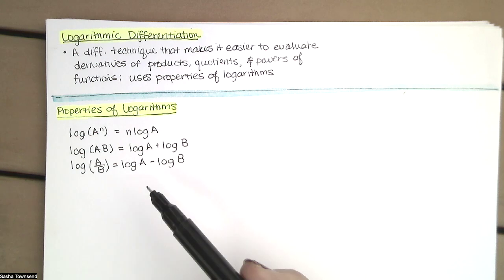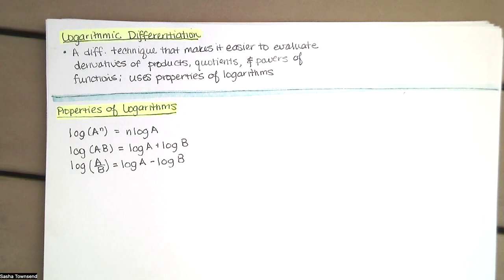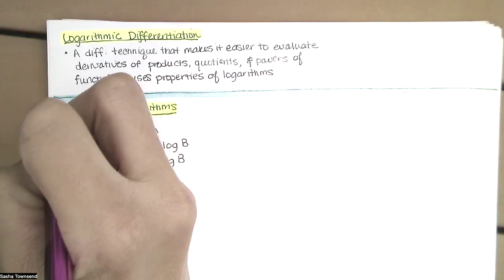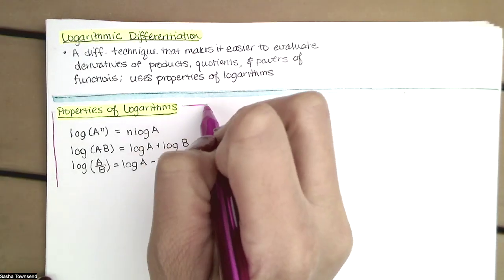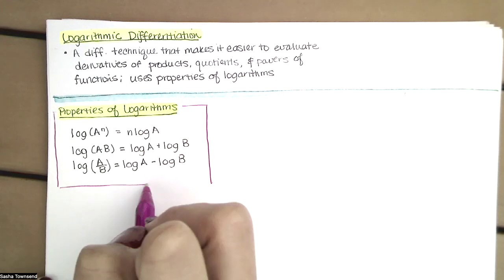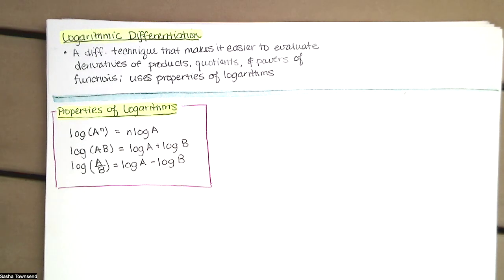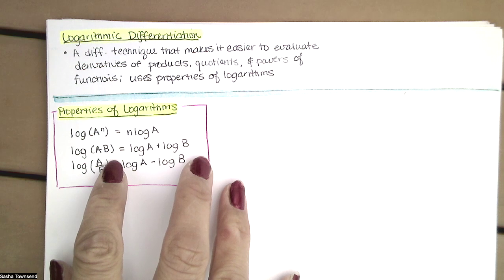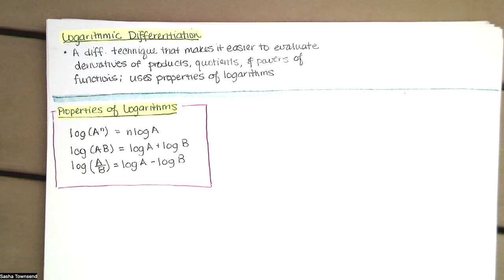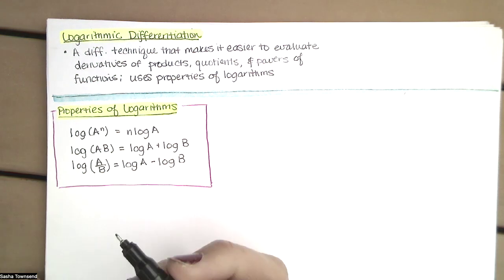So these are the three important properties that we need in order to use logarithmic differentiation to compute derivatives relatively simply. I wanted to derive these for you in this video, so we'll do the derivation of these formulas, and then after we do the derivation, we will apply them in the process of logarithmic differentiation.